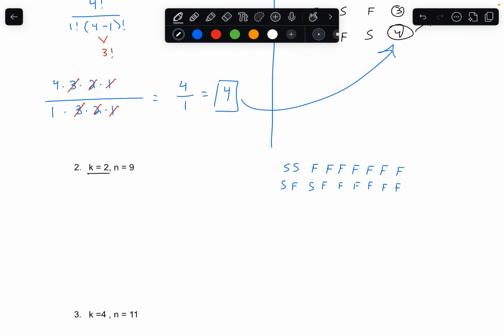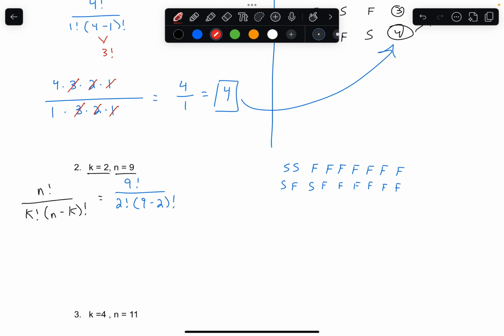So if k is 2, n is 9, let's write out the formula first. So the choose function says n factorial over k factorial times n minus k factorial. So if I go ahead and plug these values in, n factorial is 9 factorial over k is 2 factorial times n minus k. That's 9 minus 2 factorial. Let's do just a little bit of work here first. 9 minus 2, this is really 7 factorial. So I'm going to start to write this out.